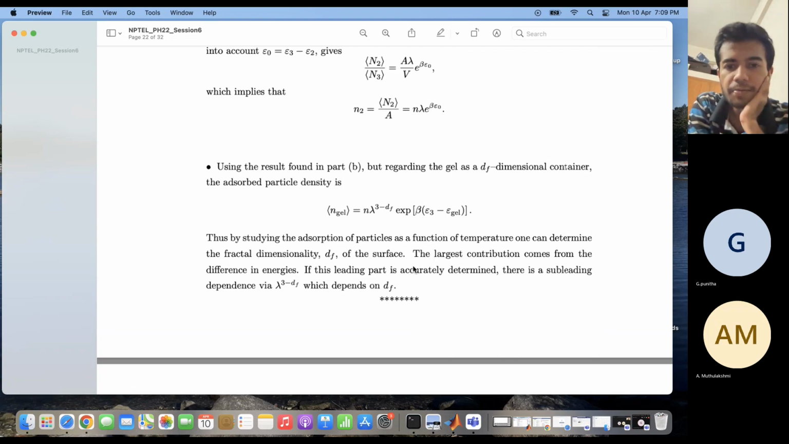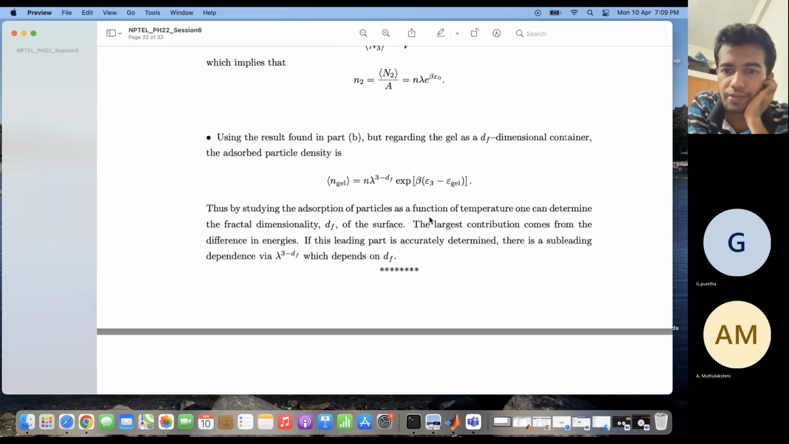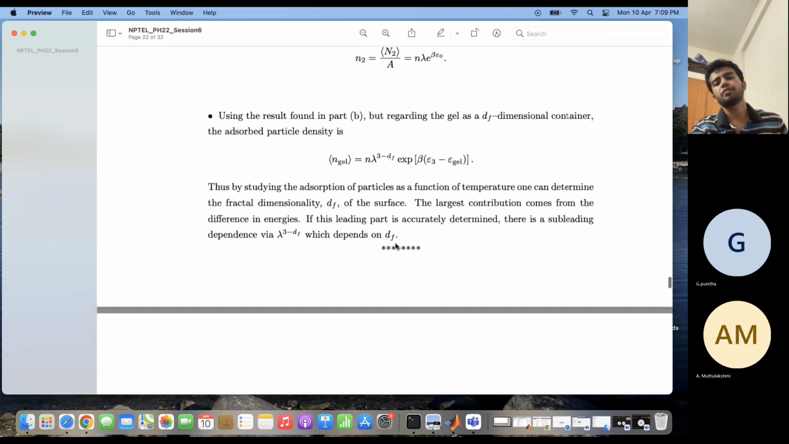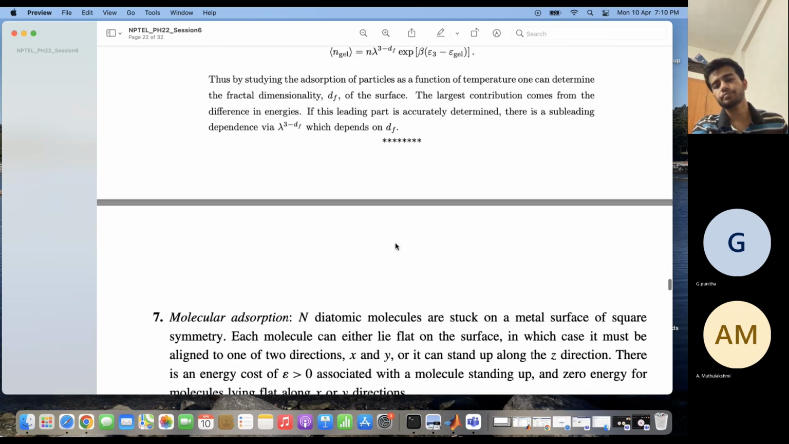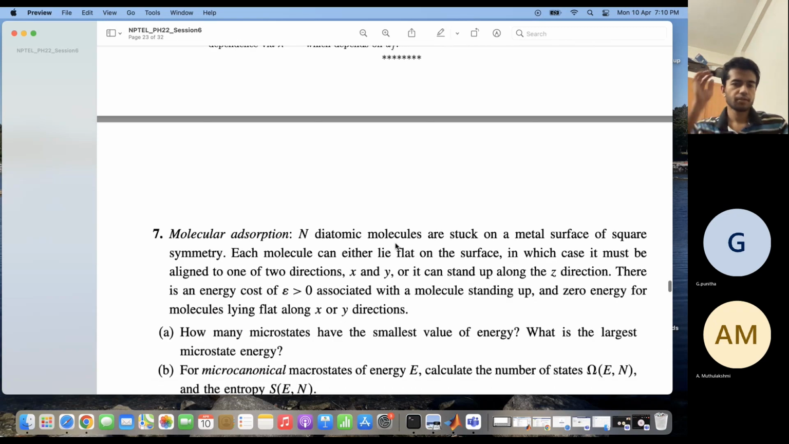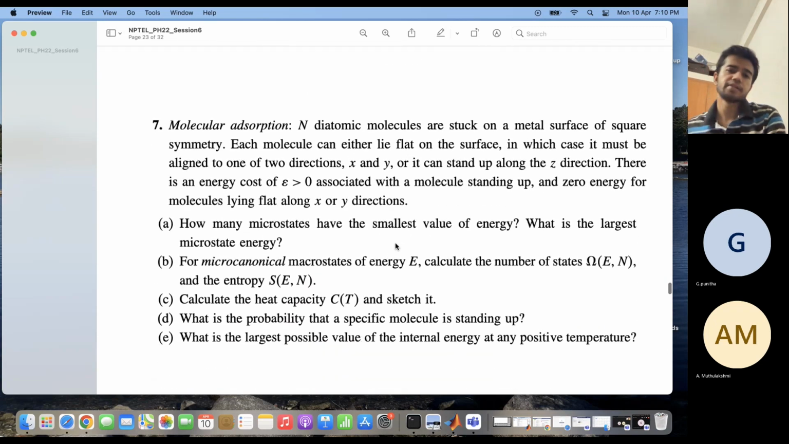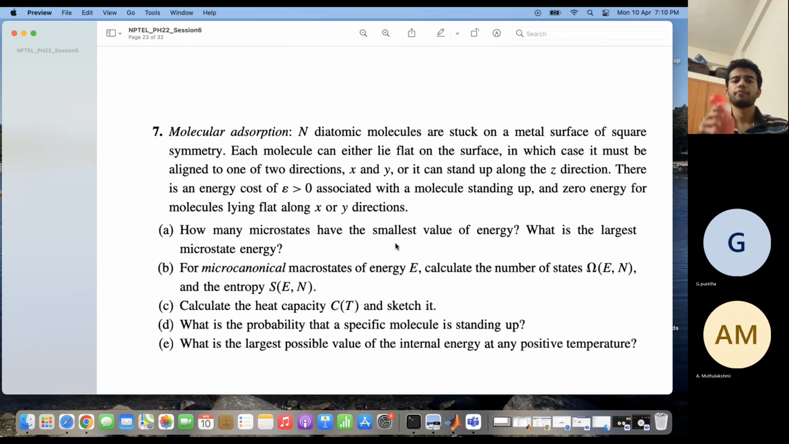Therefore, by studying the adsorption of particles as a function of temperature, one can determine the fractal dimension of the surface of the gel. The largest contribution comes from the differences in the energies. If the leading part is accurately determined, there is a subleading dependence via λ^(3−df), and once one finds that subleading dependence, one can calculate the fractal dimension of the gel. So that solves the problem of surface adsorption of molecules.